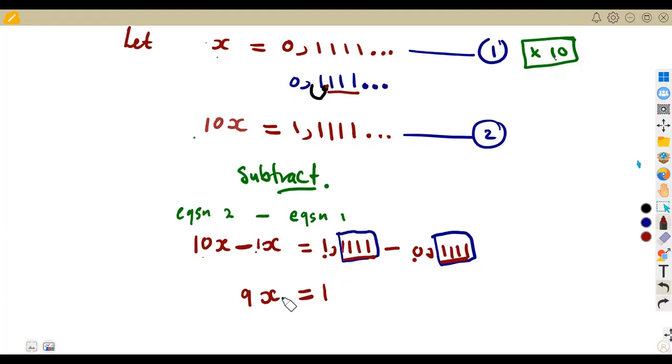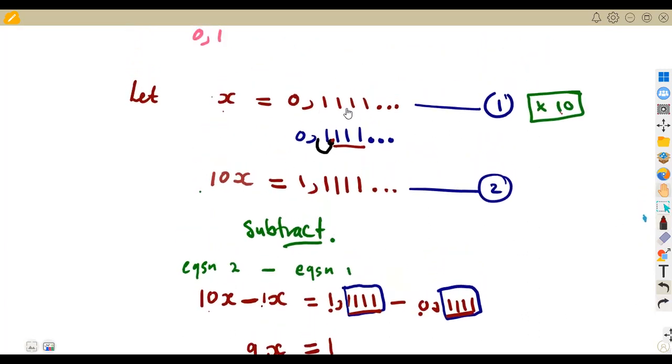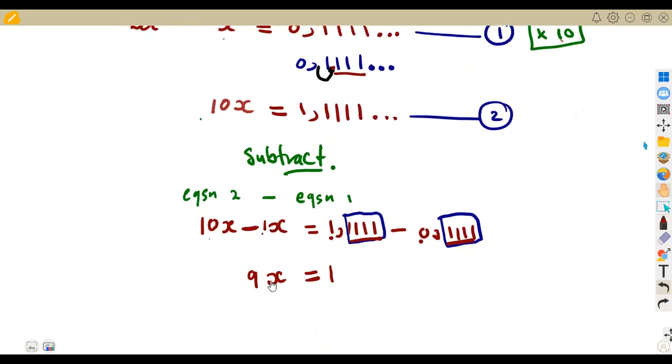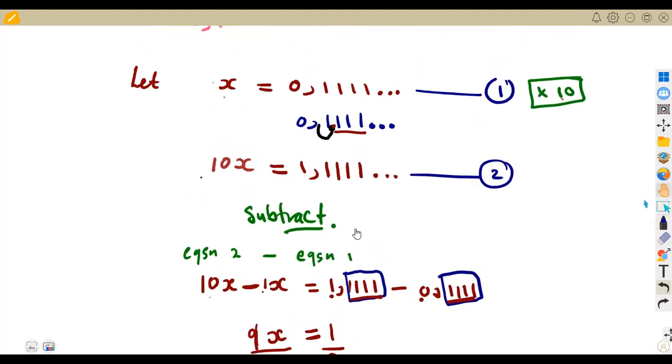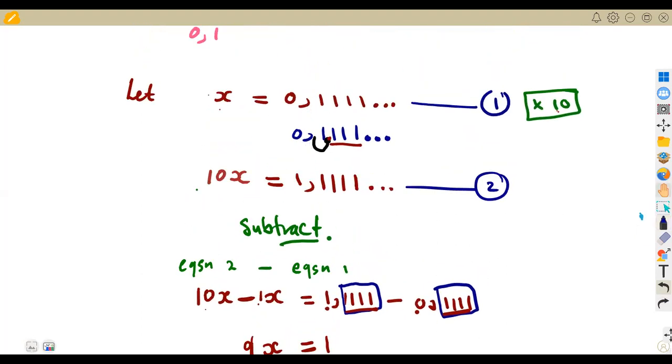Then from there, to find x, remember we said let x represent that recurring decimal. So x is going to represent the same recurring decimal, but as a fraction now. So you're going to divide by 9 to solve for x. So x is going to be 1 over 9. As we can see, x being 1 over 9 is the same recurring decimal that we had, 0 comma 1 and so on.